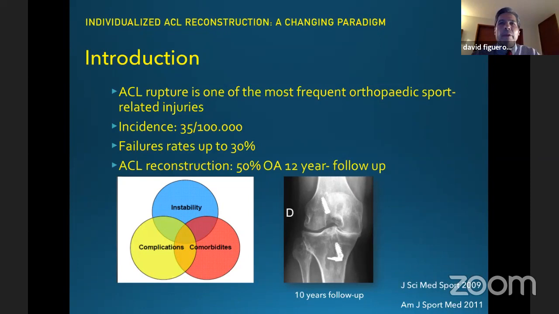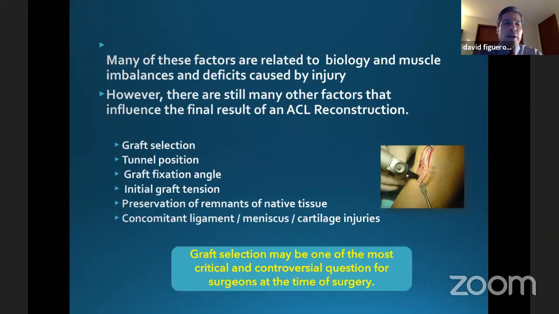When you look at the ACL lesion, it's one of the most frequent orthopedic sports injuries, especially among young athletes, with a high incidence. However, failure rates can be up to 30%. And return to sport can take as long as 18 months. And development of osteoarthritis following the reconstruction continues to be an unsolved issue. So it's not a solved problem nowadays. And many of these factors are related to biology and muscle imbalance and deficit that can be caused by the injury at the beginning of the lesion.